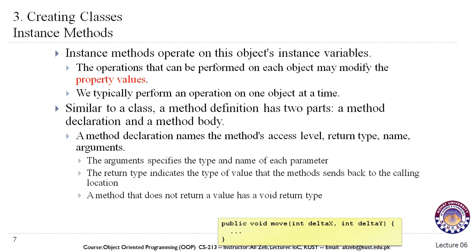So if you look at the example method, we have used methods in our examples earlier, but if we look at this method over here, this is a method. The access modifier for this method is public. It does not have a return type, so we use void for that. The name of the method is move and it takes two arguments. So this is the name of the parameter and this is its data type, and then we have the name of the second parameter and the data type of the parameter.